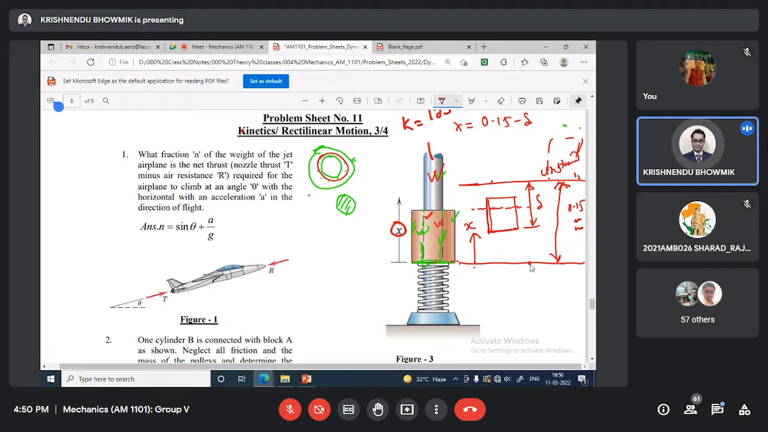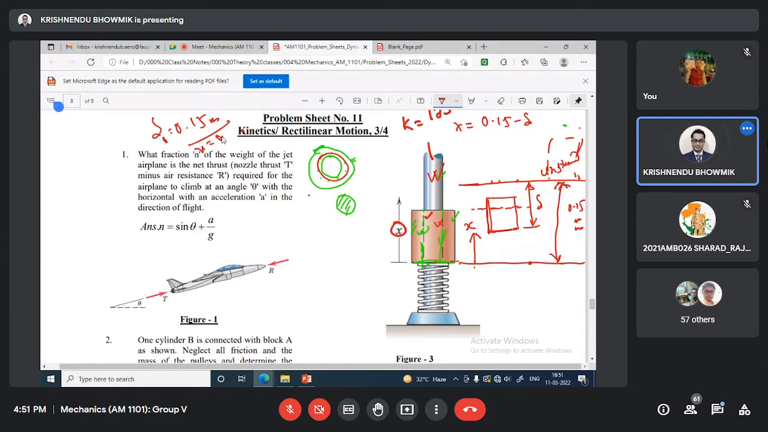Initially, delta was 0.15. But when delta was 0.15, x was 0. When delta is 0, you are here, then x equal to 0.15. This is the two extreme case. Initially, delta 0 was 0.15 meter. Initially, velocity was 0.